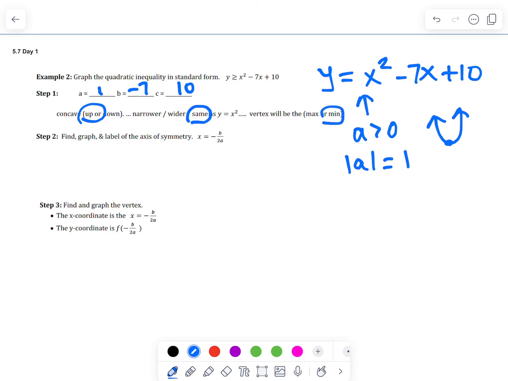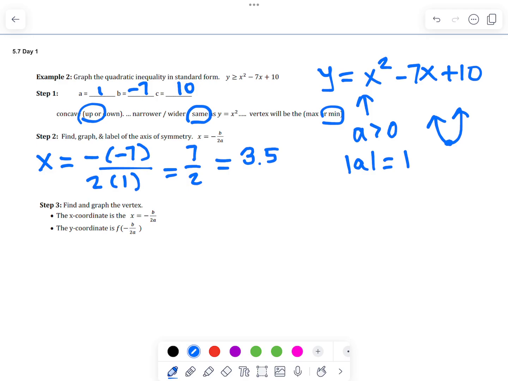Now we're going to go ahead and find the axis of symmetry equation using our equation x equals negative b over 2a. So we substitute our b and a in, and then we simplify that. 7 divided by 2 is 3.5. So our axis of symmetry is at 3.5.